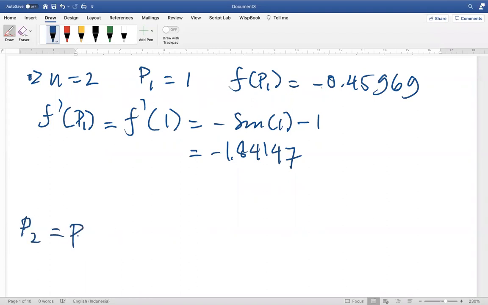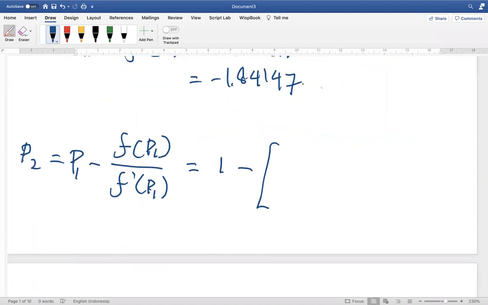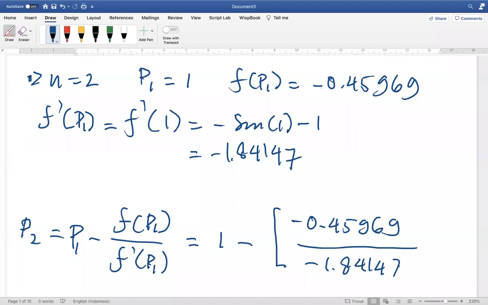So now we have p2 is p1 minus f(p1) over f prime(p1). So it is 1 minus, yeah, let's put the bracket, minus 0.45969 over minus 1.84147. Okay, so what's the result?